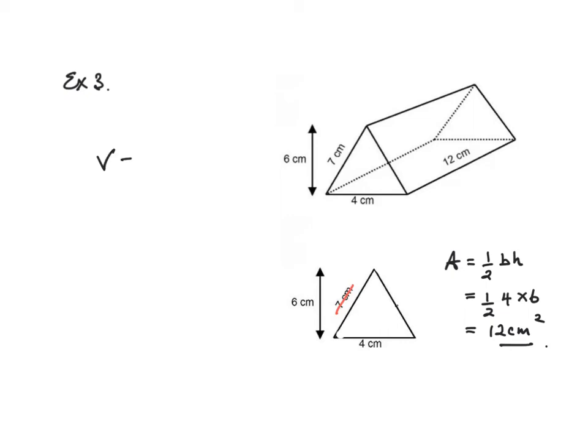And the volume of the prism, A times H. Now, here's another thing. You'll notice that the letter H for height appears twice. This H here is the height of the triangular base. This H here is the height of the prism. So, area times height, 12 times 12. It just so happens that the area of the base and the height of the prism are the same. That gives us 144 centimetres cubed.